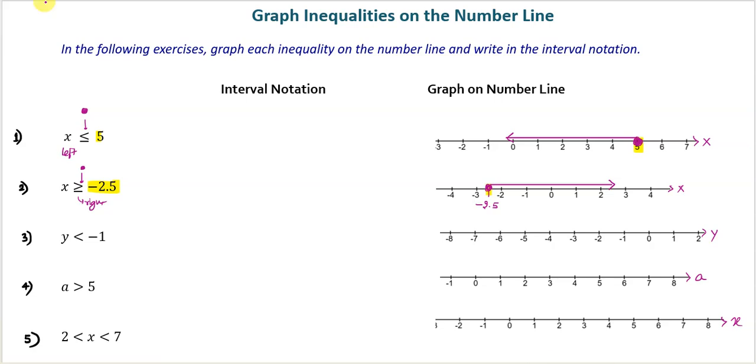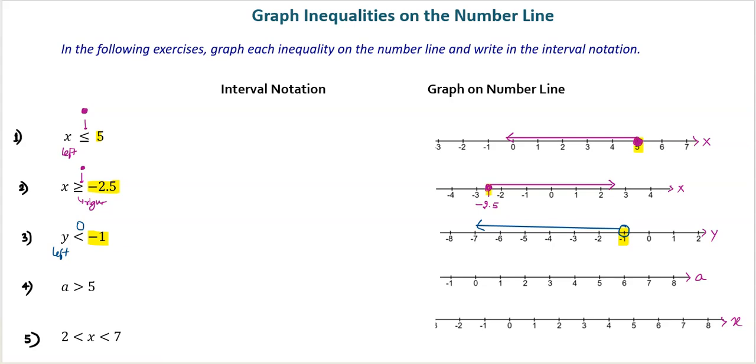In the third, y less than minus 1. So as usual, locate the point minus 1. It's here. Now you have to check whether it's going to be hollow or filled. Since it's less than, there is no equal, so it means it's going to be hollow. So here it's like this. Then less than means move towards the left. So from here you move towards the left.